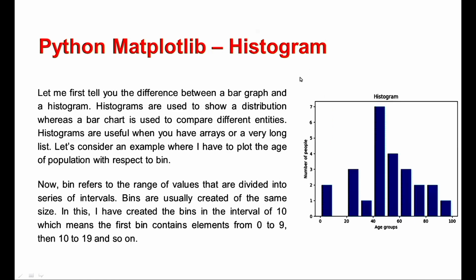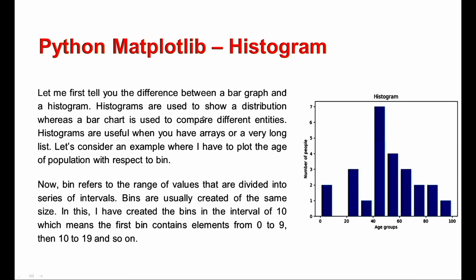Now comes the histogram. Histograms also tell you information, like on the x-axis we can see an age group and the number of people at a particular intensity using bins, right? So a histogram is used to show the distribution, and a bar graph is used to compare values. This is the difference: the bar graph is a bit different from the histogram. A histogram is used to show the distribution, and a bar graph is used to compare the different values, right?